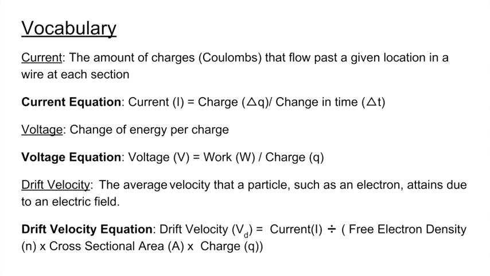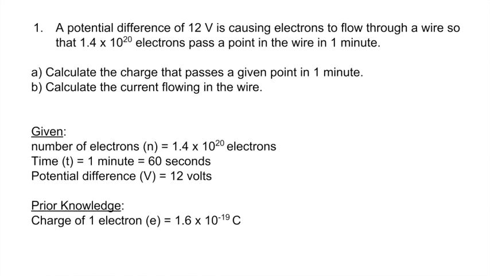All right. So the first problem is: a potential difference of 12 volts is causing electrons to flow through a wire so that 1.4 times 10 to the 20th electrons pass through a point in the wire in 1 minute. Those are the two parts right there to the question. We've written down the givens for the question just to make it a little bit easier and quicker, and some prior knowledge that you will need in order to solve this that you might not have had. So the charge of 1 electron.